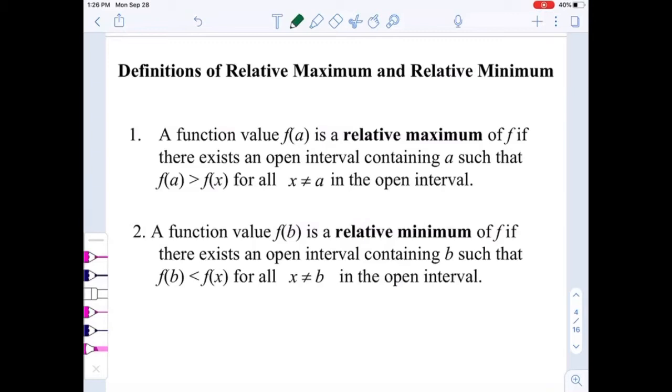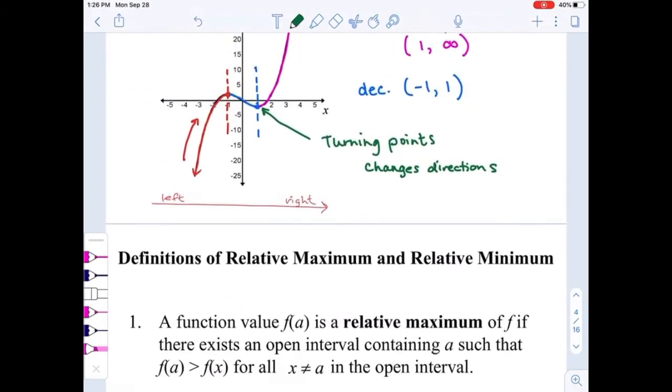So it says in number 1, a function value f of a is a relative maximum of f if there exists an open interval containing a such that the function evaluated at a is greater than f of x for all x not equal to a in the open interval. So in terms of that last one that we did, a relative maximum, you're looking for the maximum point, not including the infinities. So this point here, that first point that we had, would be considered a maximum because it hits that peak and then it goes back down.